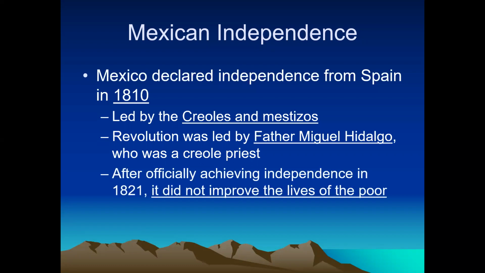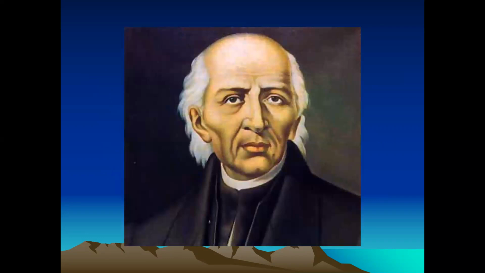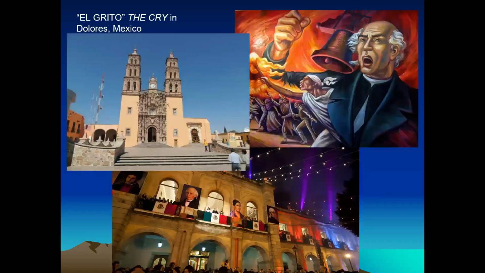And even though Mexico would achieve independence by 1821, the lives of most of the poor did not get better for quite a long time. And some would argue that today the lives of the poor are still not looked upon as equally as they should be. The United States is going to play a role of constantly getting involved in Mexican history, as is France. They'll try to conquer Mexico. That's what the Cinco de Mayo battle is all about. Okay. But there is Father Hidalgo.